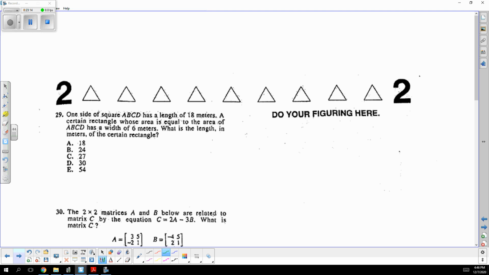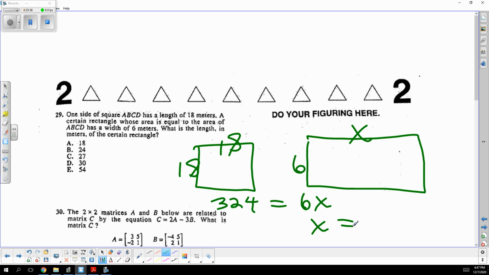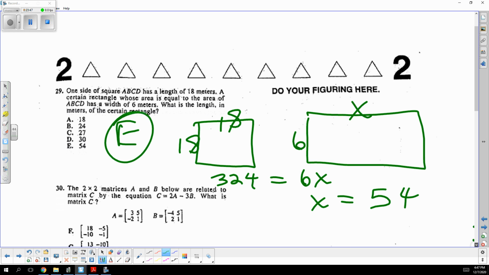One side of a square is 18. So isn't the square 18 by 18? And one side of the rectangle is 6. 18 times 18 has to equal 6 times x. So x is 324 divided by 6. Answer E. Hey, chance to use the matrix program.